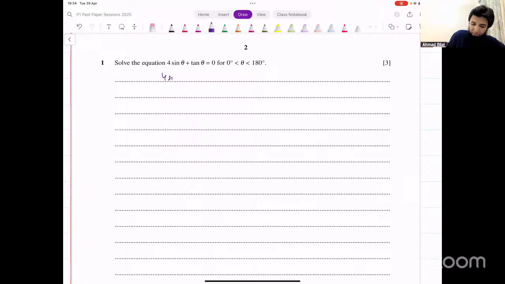What we can do is write tan theta as sine theta over cos theta first of all. So it becomes 4 sine theta plus sine theta over cos theta equals 0. Multiply by cos theta here. I'm basically multiplying the whole equation by cos theta so that we get rid of this fraction. It will become 4 sine theta into cos theta plus sine theta equals 0.